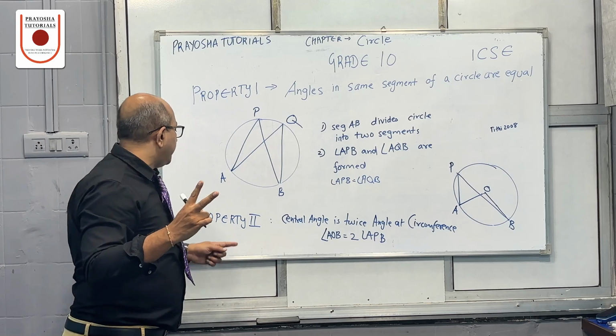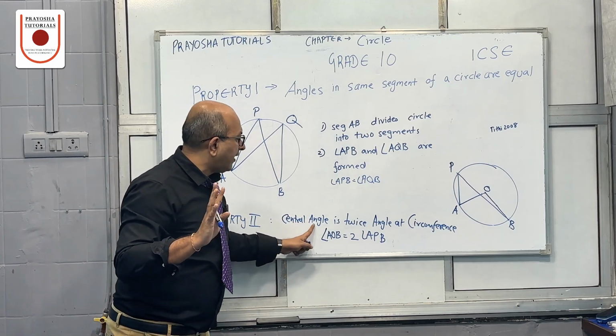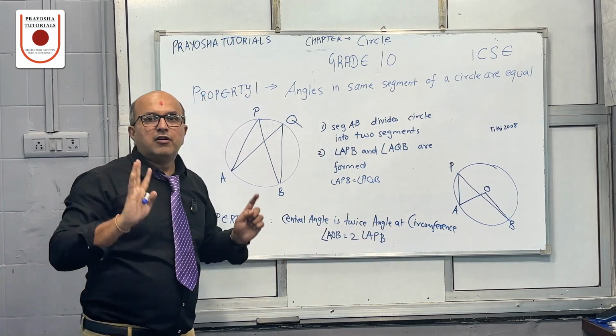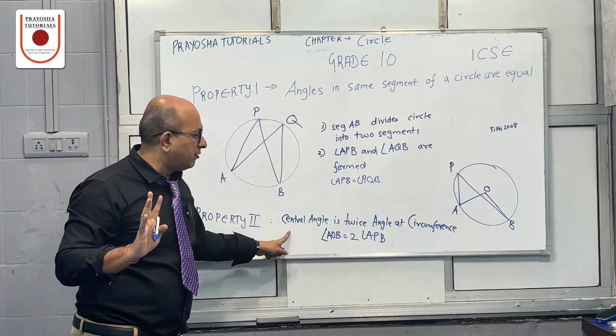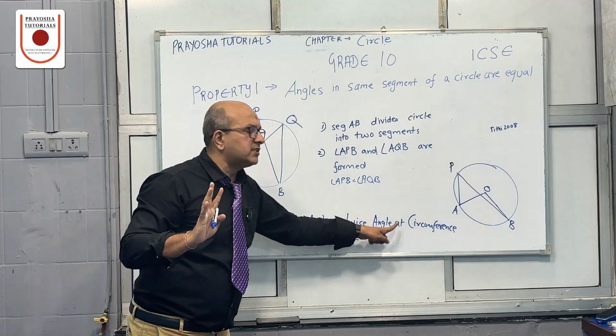Second important property now of the same chapter, circle chapter. Central angle is twice angle at circumference. One more time, students, I would like you to repeat with me. Central angle is twice angle at circumference.